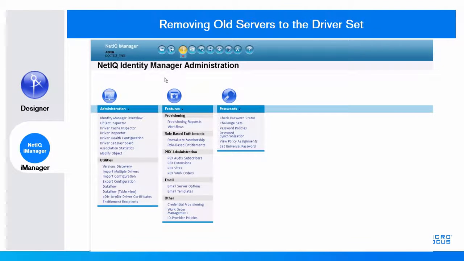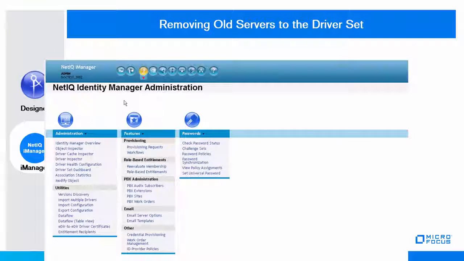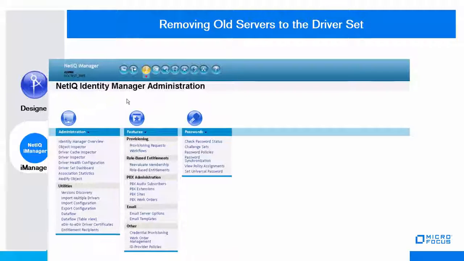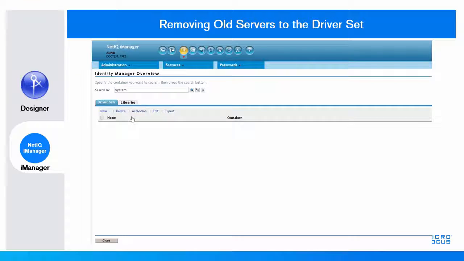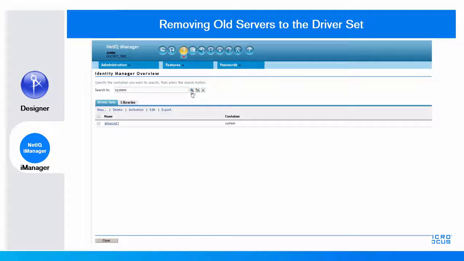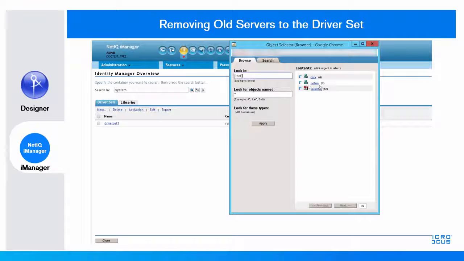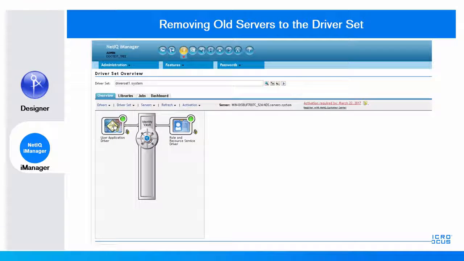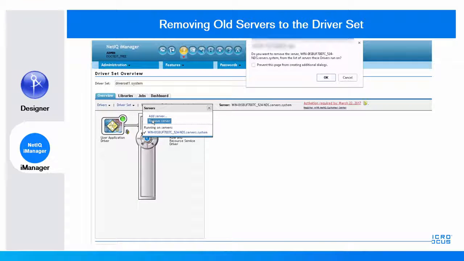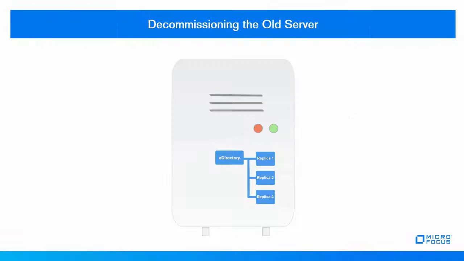Using iManager: In iManager, click this icon to display the Identity Manager administration page. Click Identity Manager Overview. Browse and select the container that holds the driver set. Click the driver set name to access the driver set overview page. Click Servers, Remove Server, and then click OK.